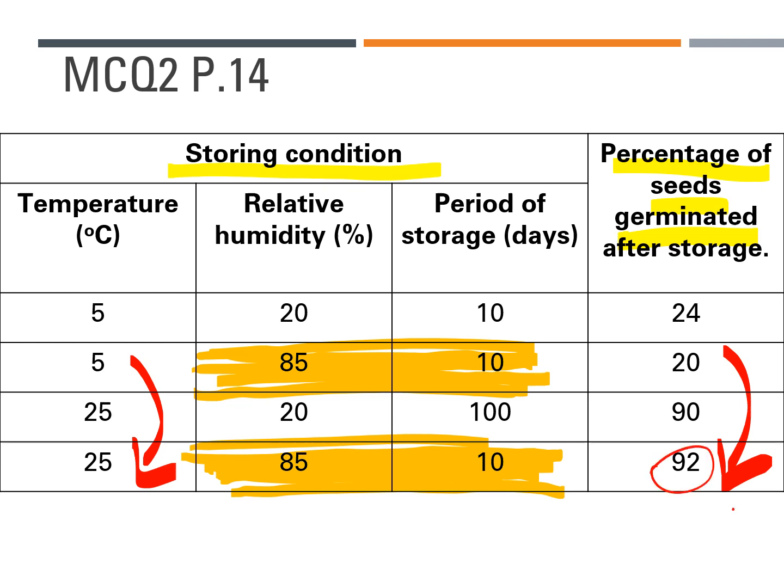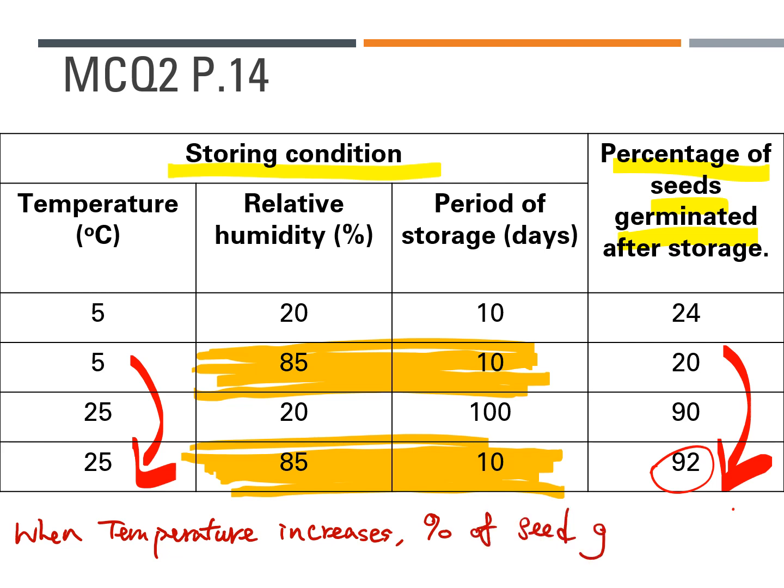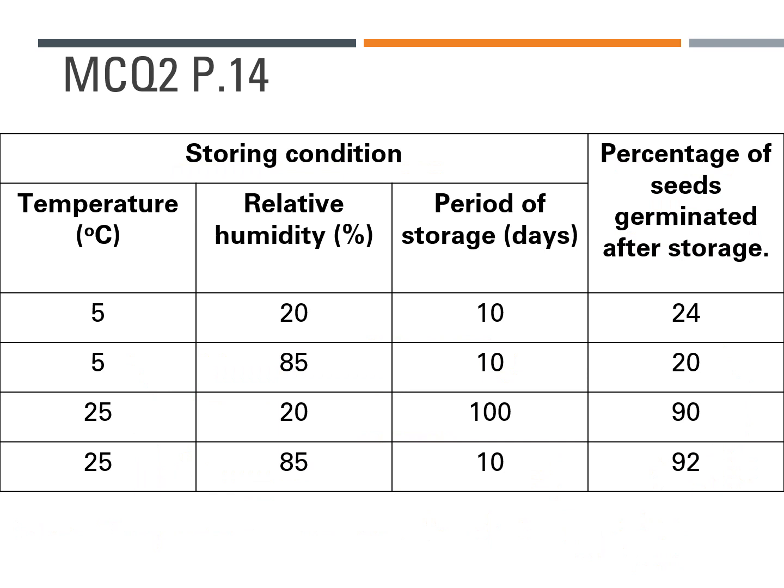So let's write down the conclusion. When temperature increases, percentage of seed germination increases. So it shows that when the temperature increases, it affects and increases the seed germination as well. Next, does relative humidity affect the percentage of seed germination?